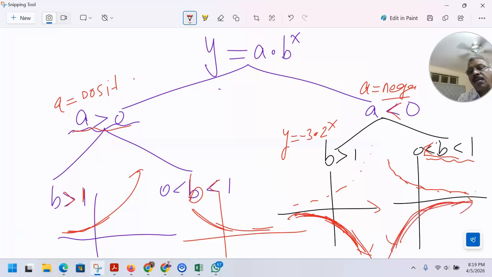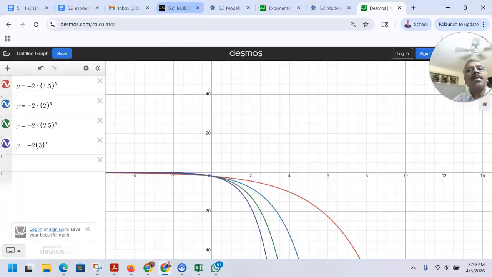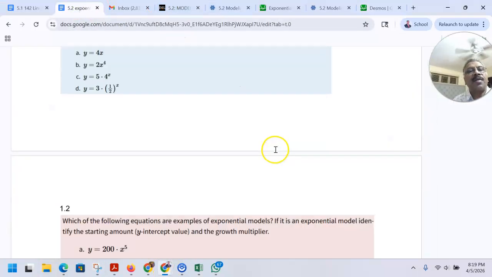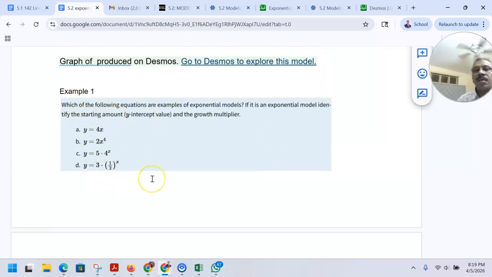Let's now go and check what's going on. I know at this time, as I'm explaining or demonstrating, you may have gotten confused. Why don't we directly go to the problems? In the packet you have, open the packet. The first one says, how do we know which is the exponential function? So the first question is pretty easy.